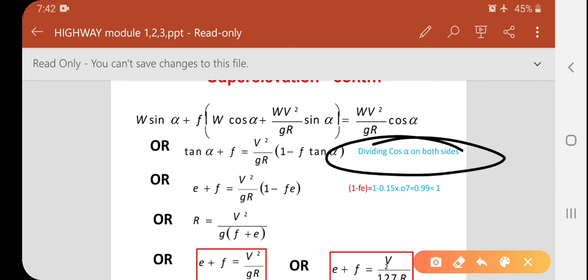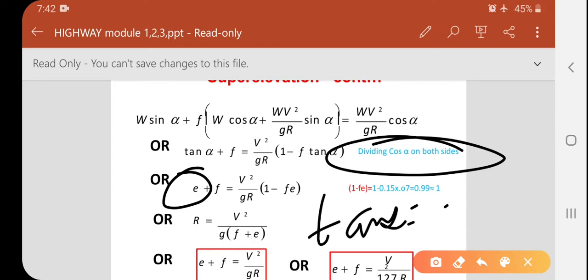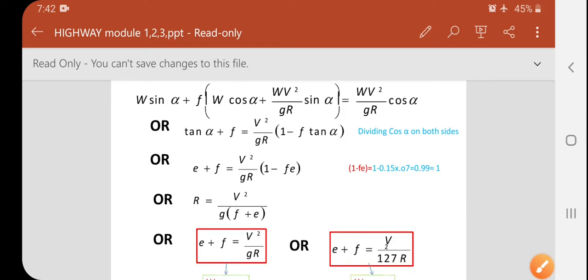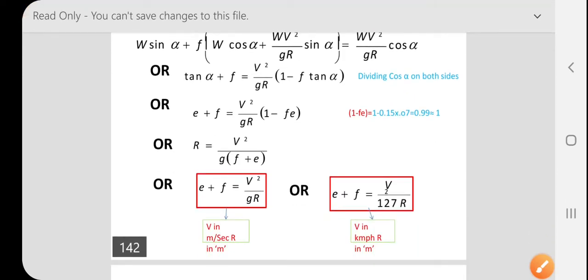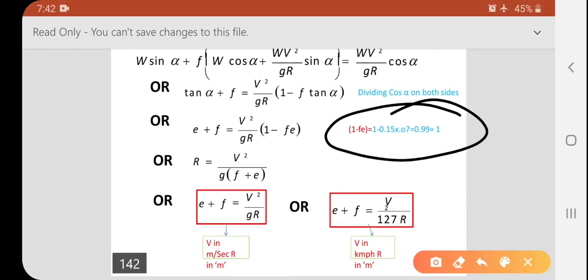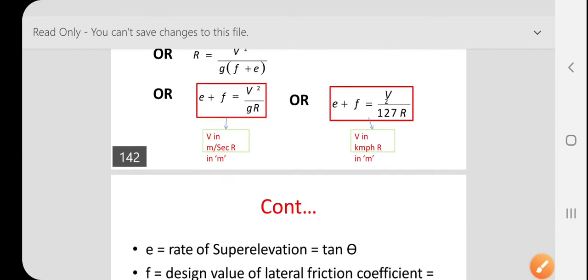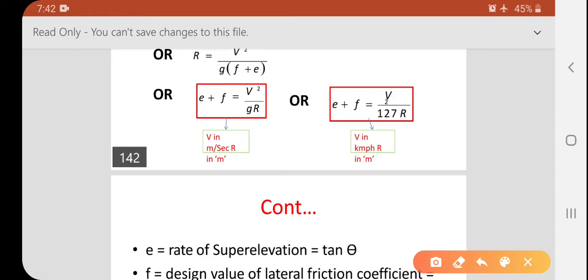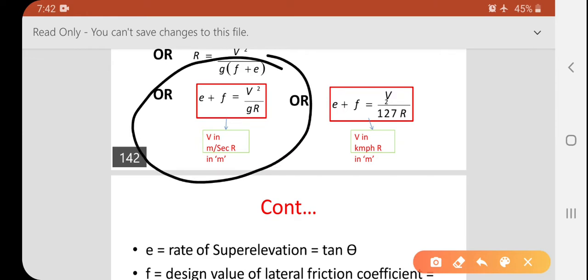usually the tan alpha value is almost 1, so we are taking tan alpha as E. E plus F is equal to V square divided by G into R. So why am I taking tan alpha equal to E here? It is nothing but 1 minus F into E. The value will be almost 0.99, so we are making it 1. So the total final equation will be E plus F is equal to V square divided by G into R.